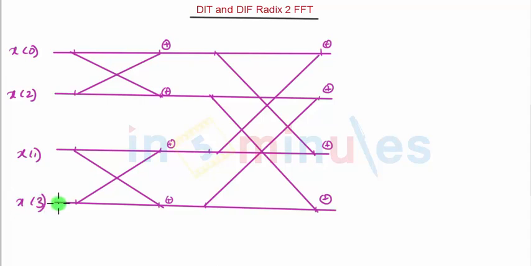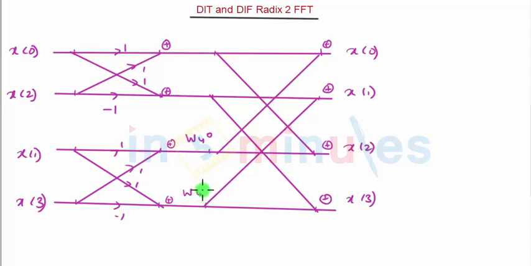Now we'll mark the points at the output side. At the output side, it would be normal order, that is x of 0, x of 1, x of 2 and x of 3. Let us write down the multiplication factors. And at the ending of the butterfly, it would always be -1. Here, the multiplying factor will be w4 raised to 0 and w4 raised to 1. And the same goes for all the butterflies, that is 1, -1 at the ending, and here -1 at the ending.